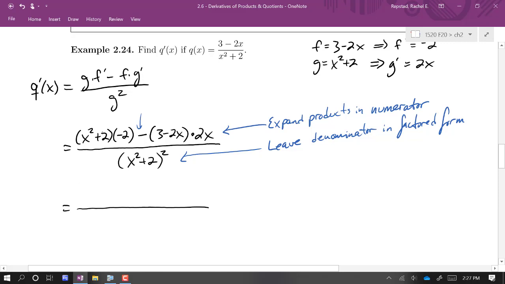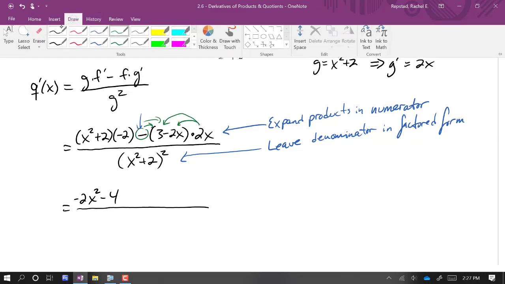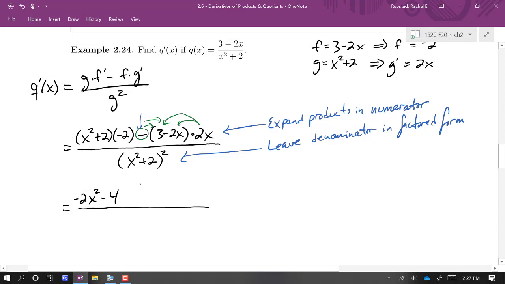So let's see, doing some distributing, we have a minus 2x squared minus 4 up top. Now I've got to be careful here. I'm going to distribute this 2x and the negative at the same time. Okay, so watch me here. Make sure that I do it right. So I've got a 6x, a negative 6x. I've got a negative 4x squared, so that'd be a plus 4x squared. And this is all over the square of x squared plus 2.